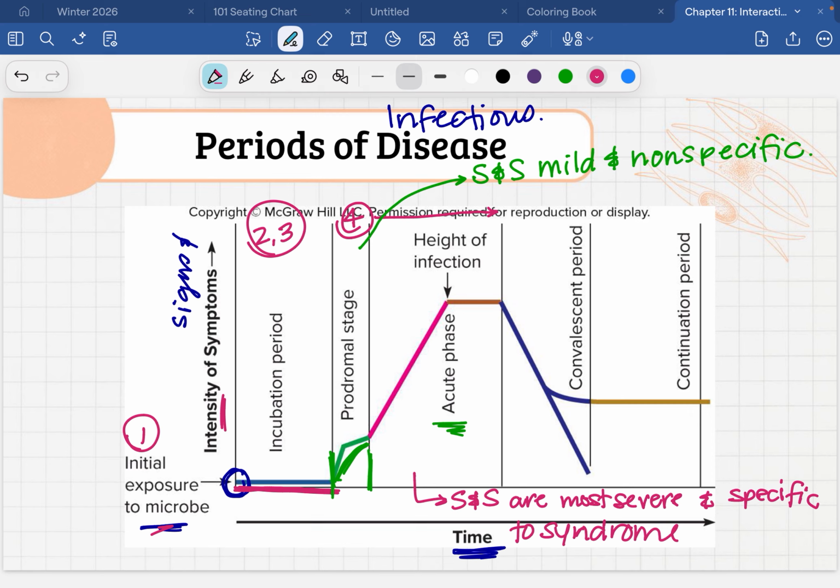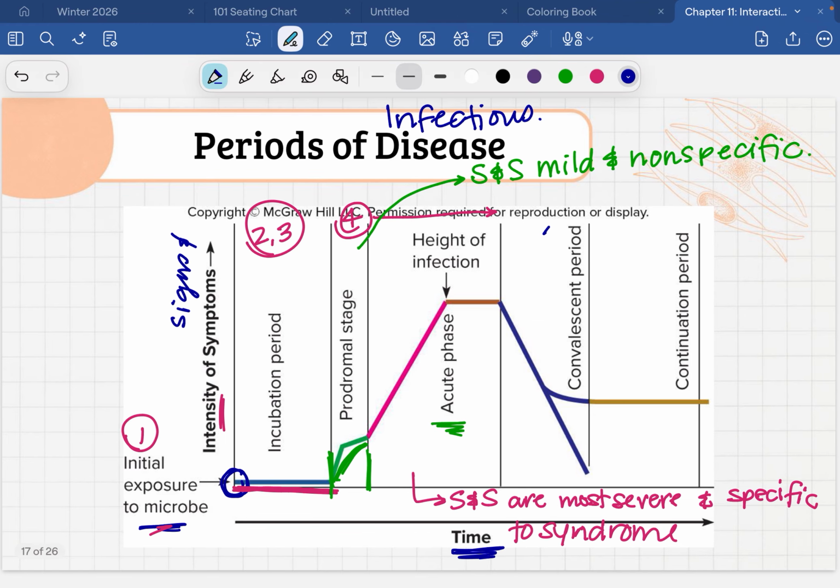Okay. And then next, the fourth stage, is the convalescent period. And this is when the immune system has started to take over. The human's immune system is basically killing the microbe, whatever that microbe is. It's when your immune system or the drugs that you're taking start to combat whatever illness you have. So your signs and symptoms are going to decrease.